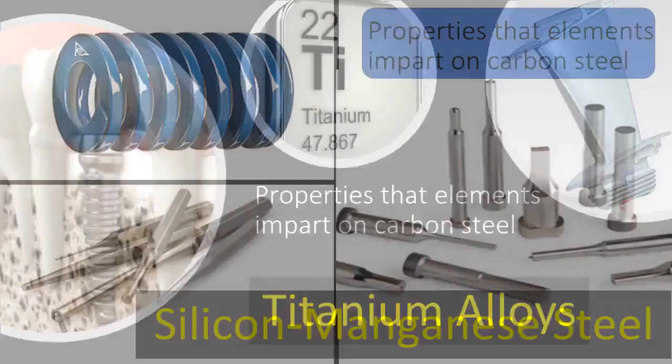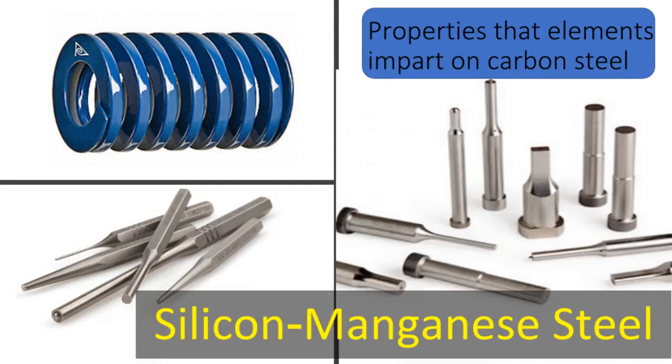Silicon manganese steel. When silicon is present in steel in amounts of 0.6%, it imparts fluidity to the steel intended for castings. Like silicon, manganese acts as a deoxidizer. Both elements are present in all steels in small amounts, but when they are present in amounts of more than 0.6%, they are considered silicon manganese alloy steels. This alloy has good ductility and high strength. It is used for springs and punches.